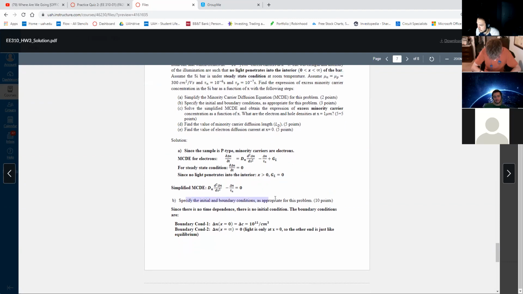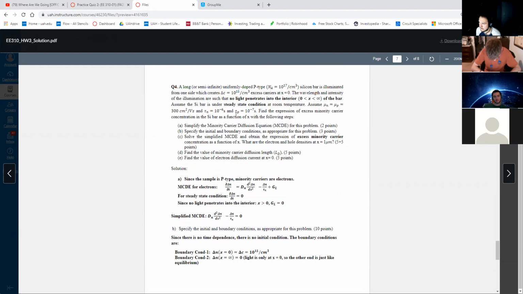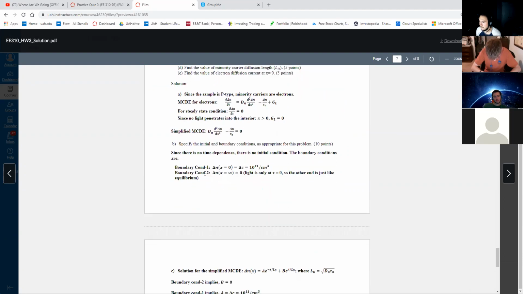Because obviously, when we specify initial and boundary conditions, we have no time dependence. We got rid of that because it said steady state somewhere. And then we get to our boundary conditions, which means spatial boundary conditions, and we plug in 0, you plug in infinity, and you get that at x equals 0, you have something generated at the surface of the bar, and then at whatever distance far down you go away from that, nothing's being generated because the light goes nowhere.